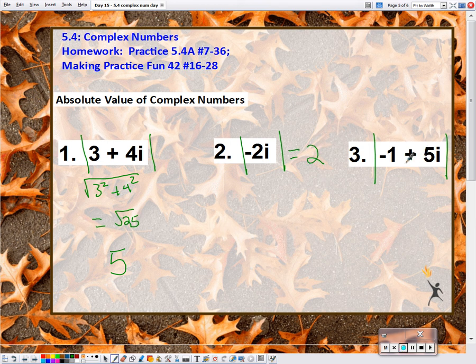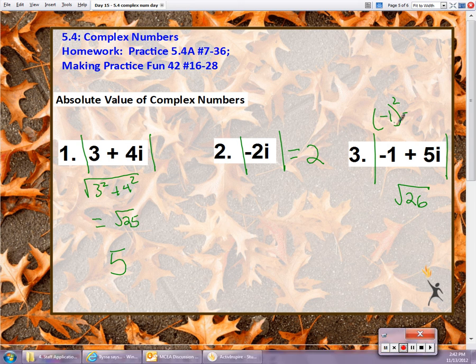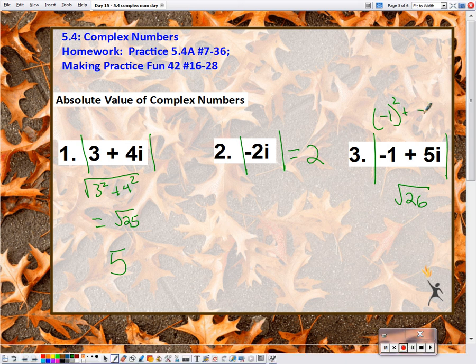For number 3, this is the same one we did on the last page. Well, that's silly. It's the square root of 26. I remember from the last one, it's negative 1 squared. No! Plus 5 squared, which was the... where'd my cursor go? Which is the square root of 26.